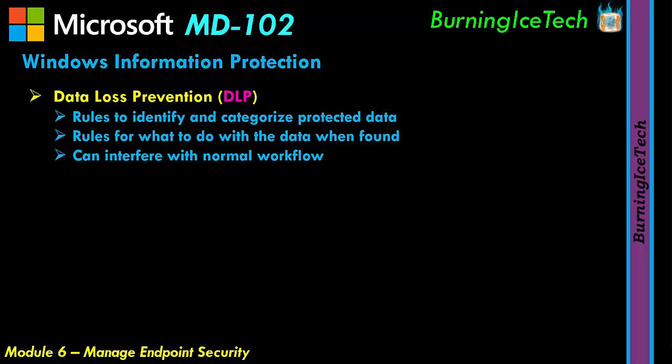Now, something else you can make use of when we talk about Windows Information Protection is something called Information Rights Management, better known as IRM for short. DLP, that's data loss prevention, so we call it DLP for short. And Information Rights Management, we call that IRM for short.